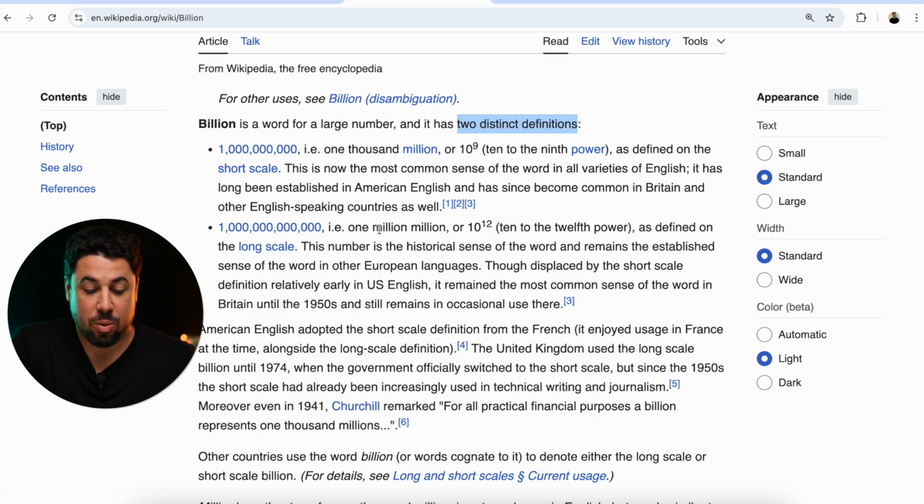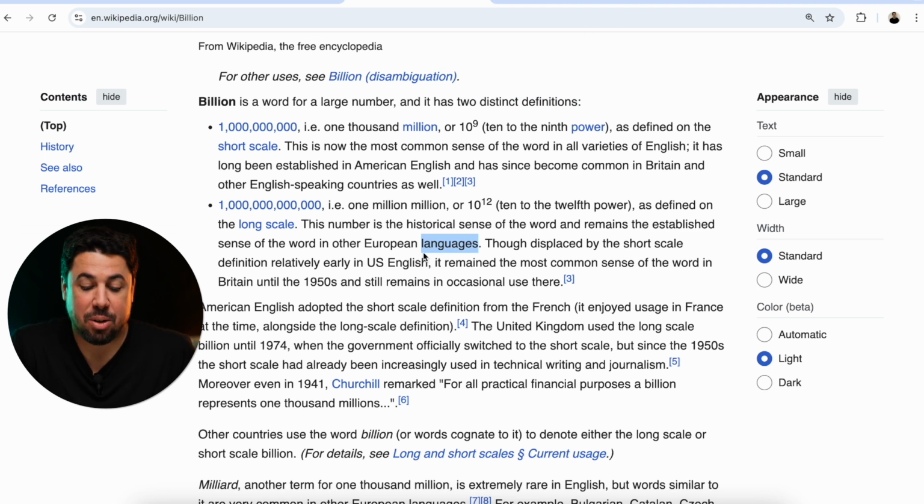However, this one, what we call un billón in Spanish, 1 million million, or 10 to the 12th power, as defined on the long scale. This number is the historical sense of the word and remains the established sense of the word in other European languages. This is what happens in Spanish. We use this long scale. In English, though, even though it was used in Britain, it says here that it was common in Britain until the 1950s. Usually in English, both in the UK and in the US and in other English-speaking countries, when people say 1 billion, they mean this, 10 to the 9th power, the shorter scale. While in Spanish, un billón always means this number, a 1 followed by 12 zeros, or 10 to the 12th power.